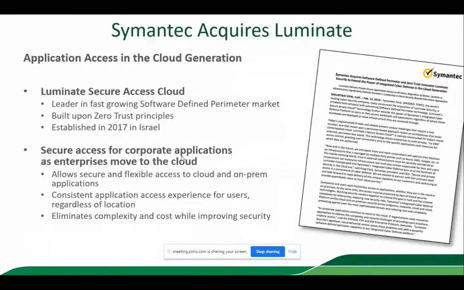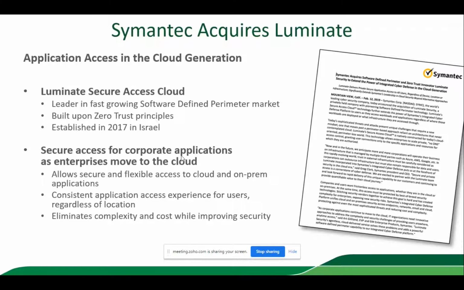So Symantec acquired a company called Luminate, which is a fast-growing software secure cloud access control, secure access cloud solution, which started in Israel. This provides zero trust secure access to the cloud and on-prem applications. It is a seamless application, and it's very simple to deploy. It continuously validates your user access and operations.